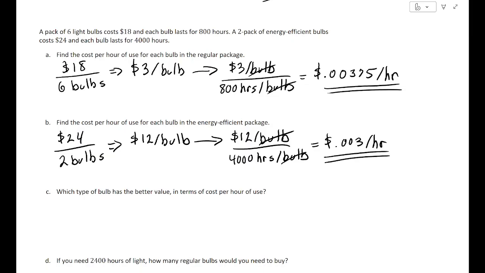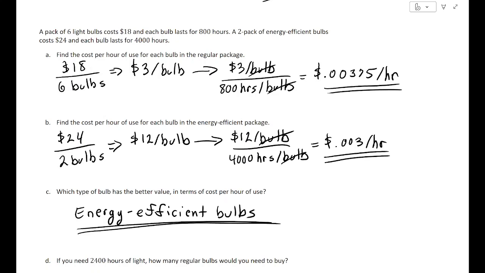So obviously it goes to the question, which type of bulb has the better value in terms of cost per hour? In terms of cost per hour, it is going to be the energy efficient bulb. So energy efficient. Those are the better value.